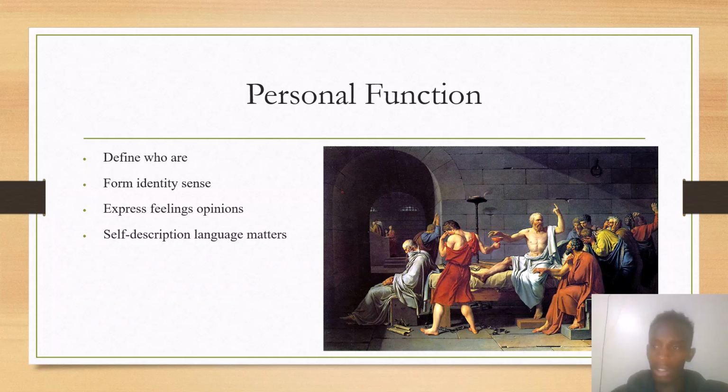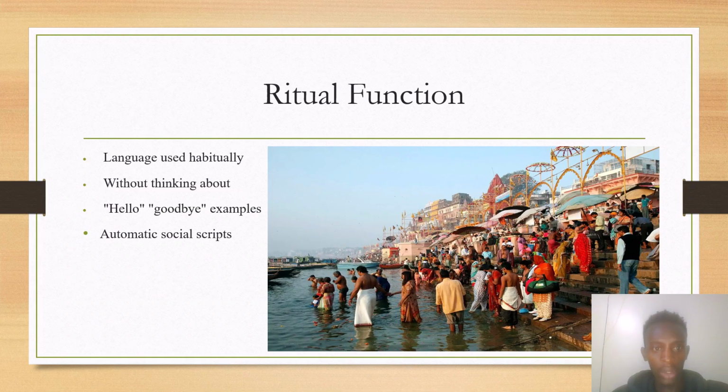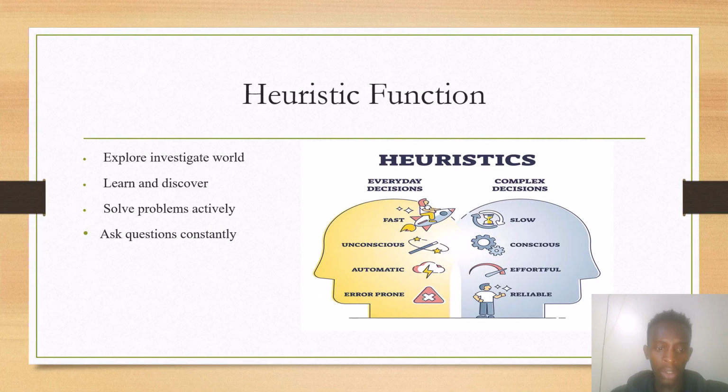Then there's also another one called the ritual function. Under ritual function, we have ritual language, which includes automatic phrases like hello and goodbye. These are social scripts which help maintain cultural norms and smooth interactions. The next function is the heuristic function, which is the language of learning and discovery. This involves asking questions, exploring ideas, and seeking knowledge. All fall under heuristic communication.